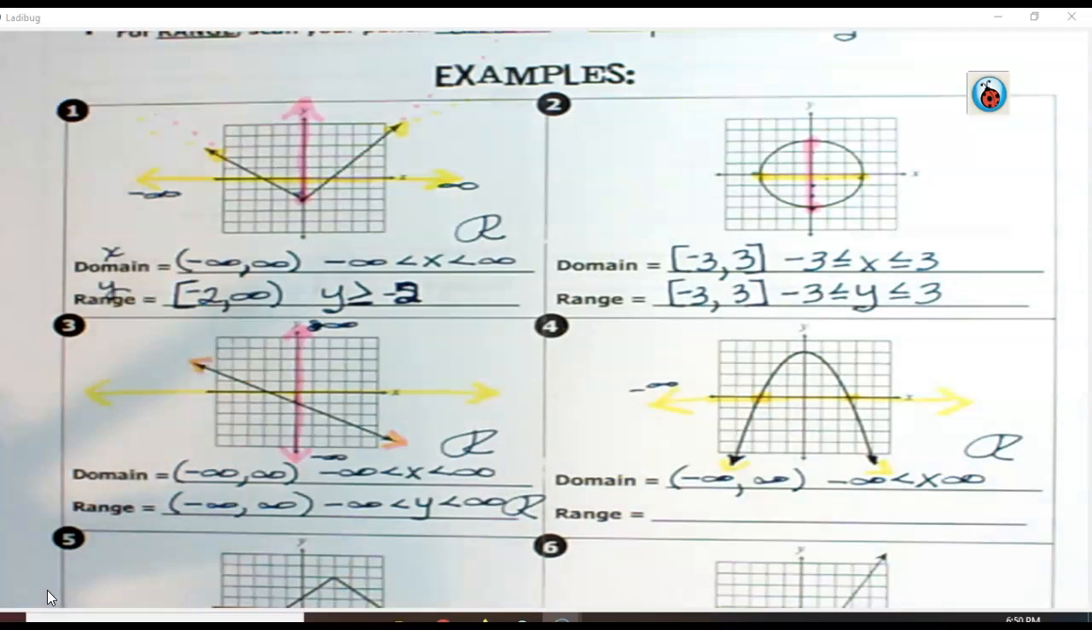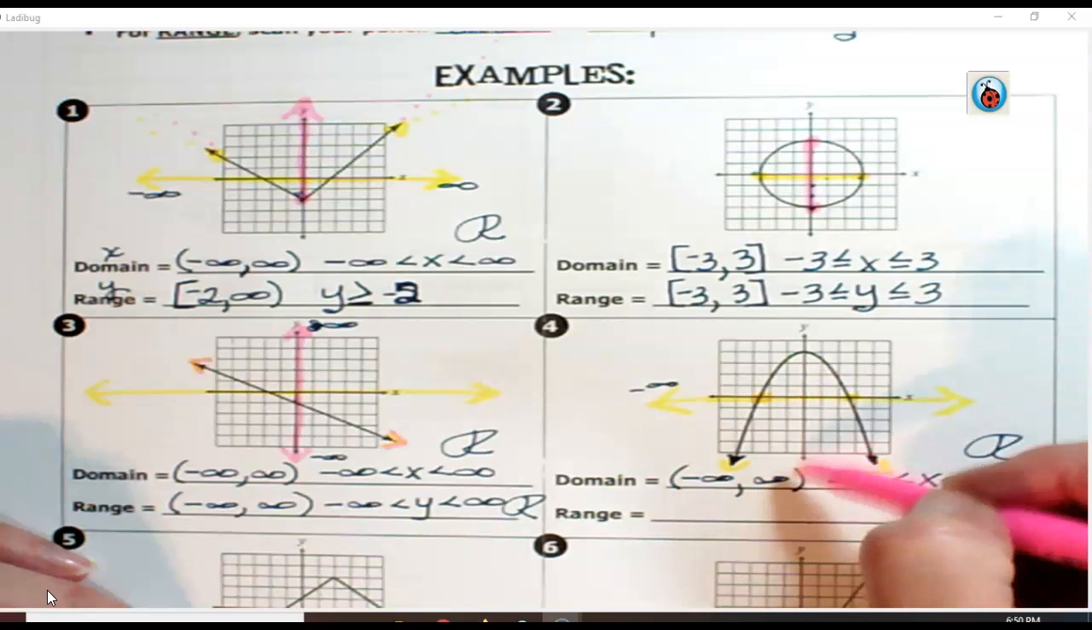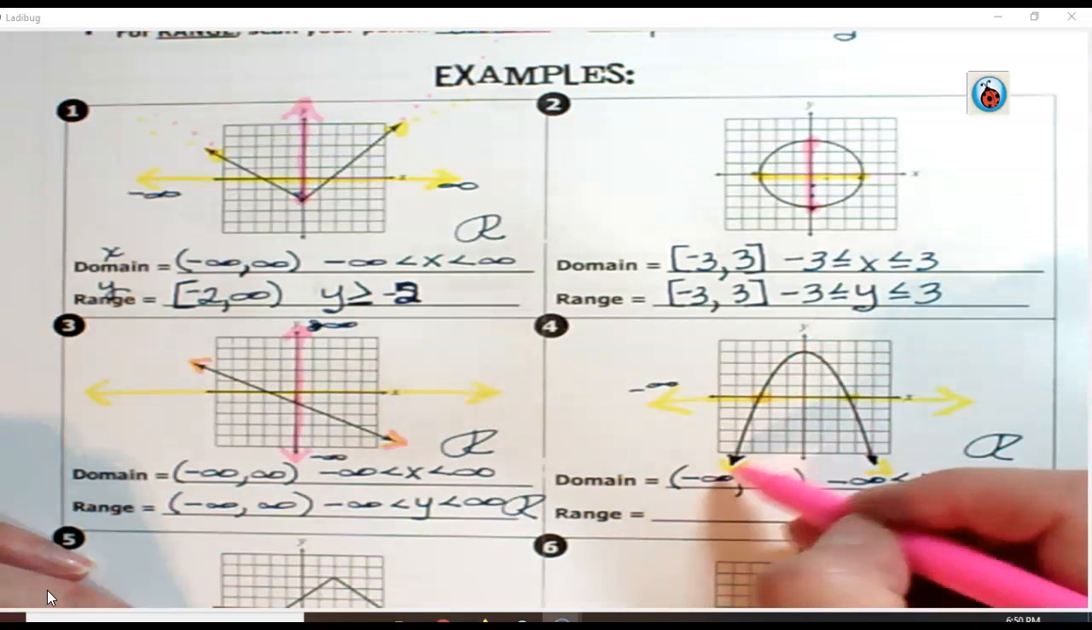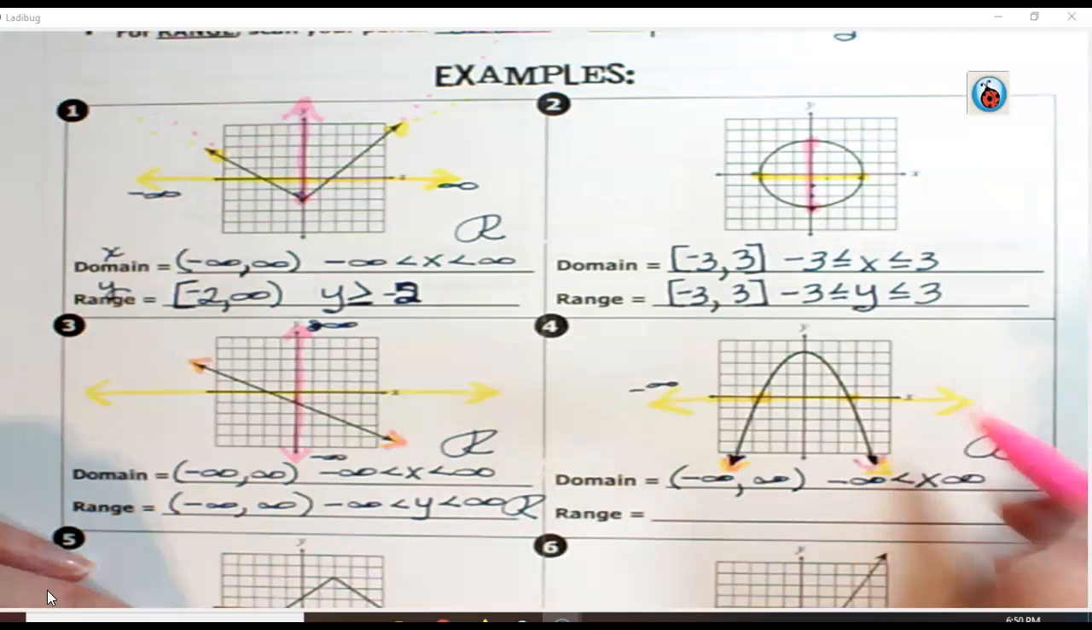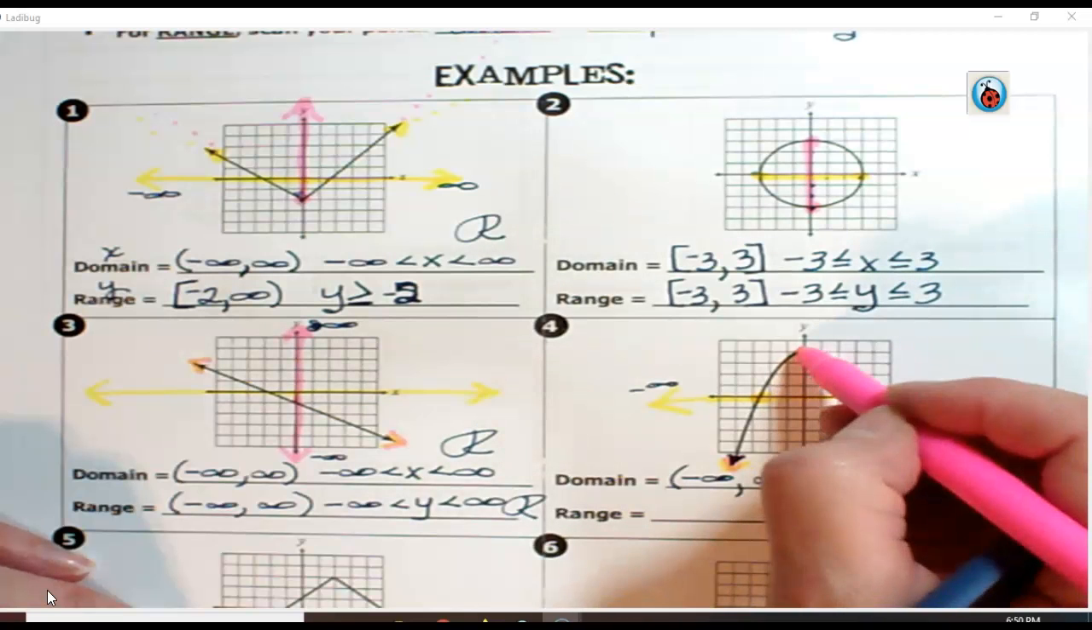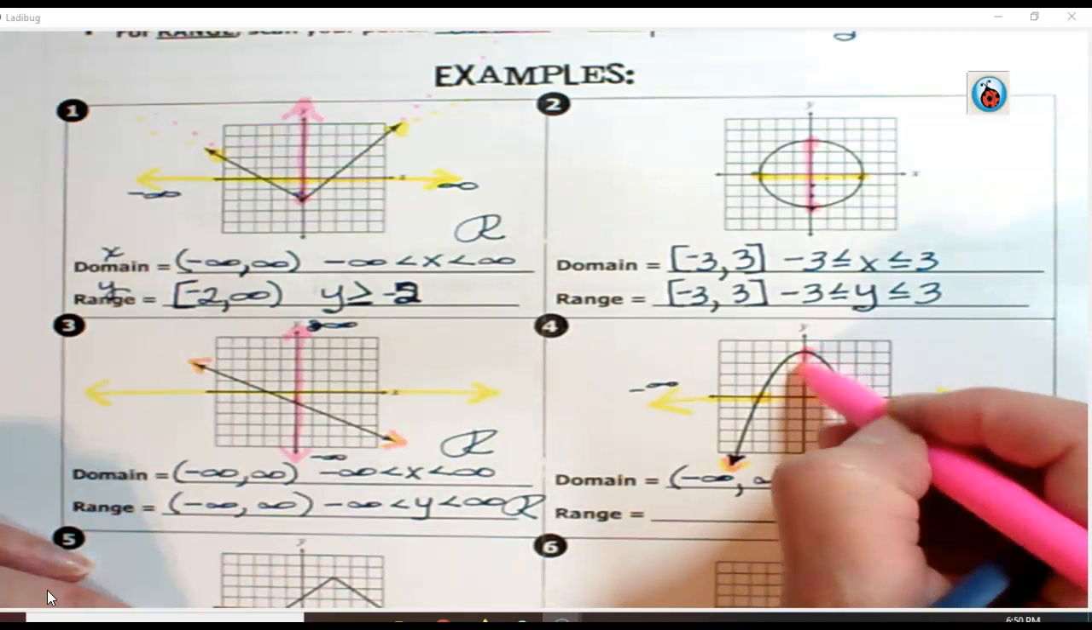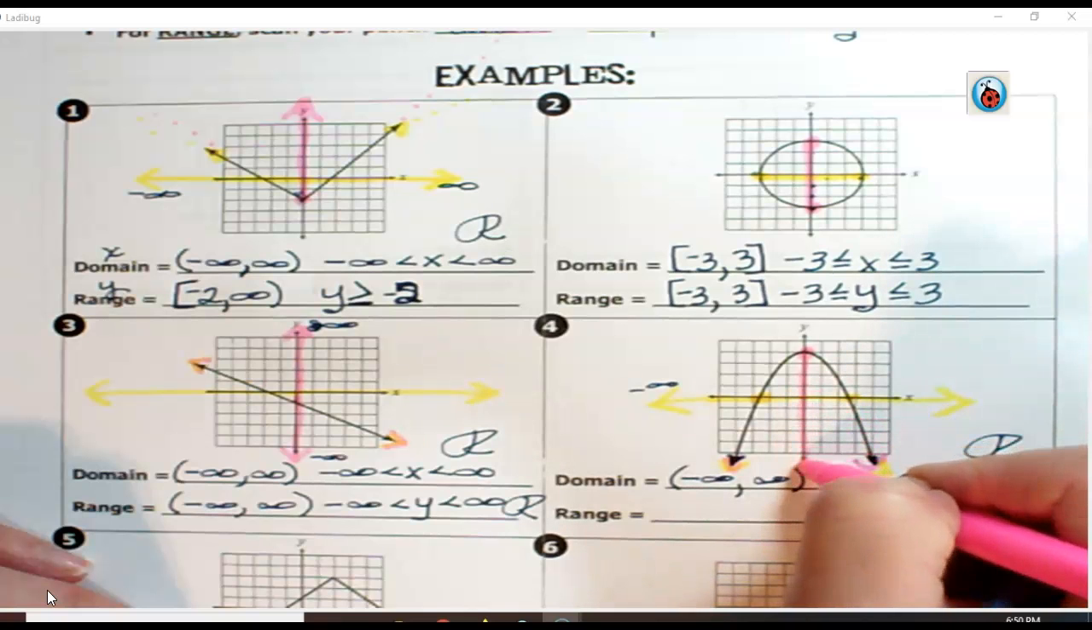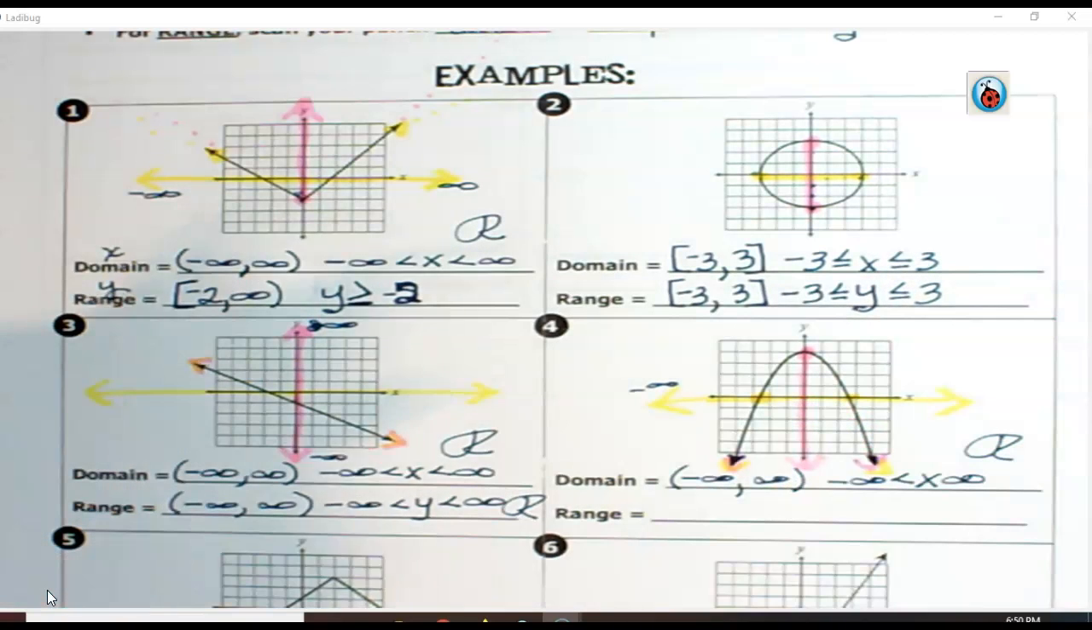But the inequality is negative infinity less than x less than infinity. Okay, now let's go look at your range. It's the y's. The lowest y is way down here. These are infinity, so that means it's going to keep going. My highest y is right here, and it's covering all of these. It's going to keep on going.